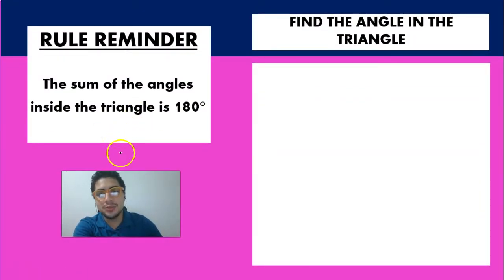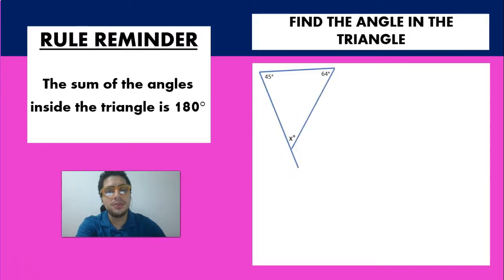So guys, as the rule reminder here on the left says, the sum of the angles inside any given triangle is going to be 180 degrees. And that is precisely the rule that we're going to be using today in order to find the angle in three different triangles. Right. The first triangle we have, I'm going to name it A, B, C, like this. We are given that angle ABC is going to be 45 degrees and angle BCA is going to be 64 degrees. But we are not given angle BAC or angle A.